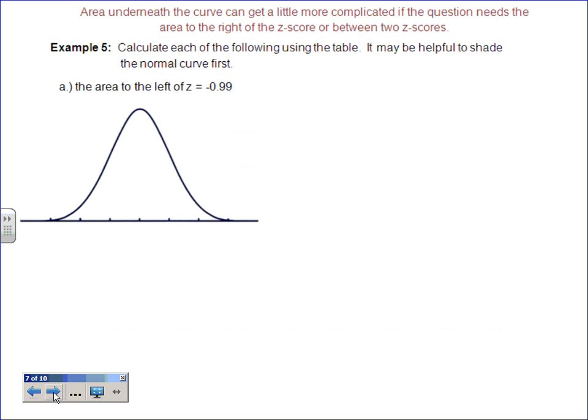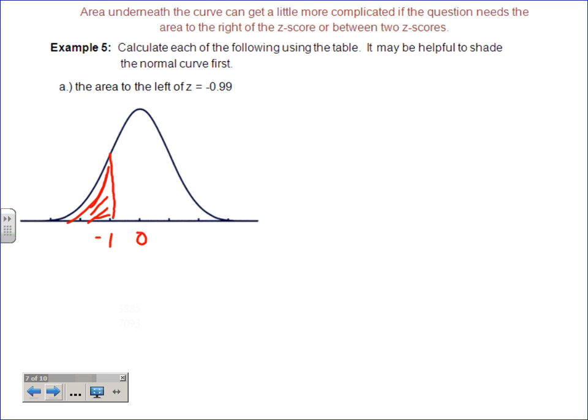All right. Here's where things can get interesting. But it's really not all that much harder. So what if you need the area to the right of your z-score? Or they give you 2 z-scores and say find the area in between. Well, that could get a little more difficult. Let's just do this one. It says the area to the left of z being negative 0.99. That's really close to negative 1, right? So here's 0, here's negative 1, and we're saying basically right here, and I just want to the left.